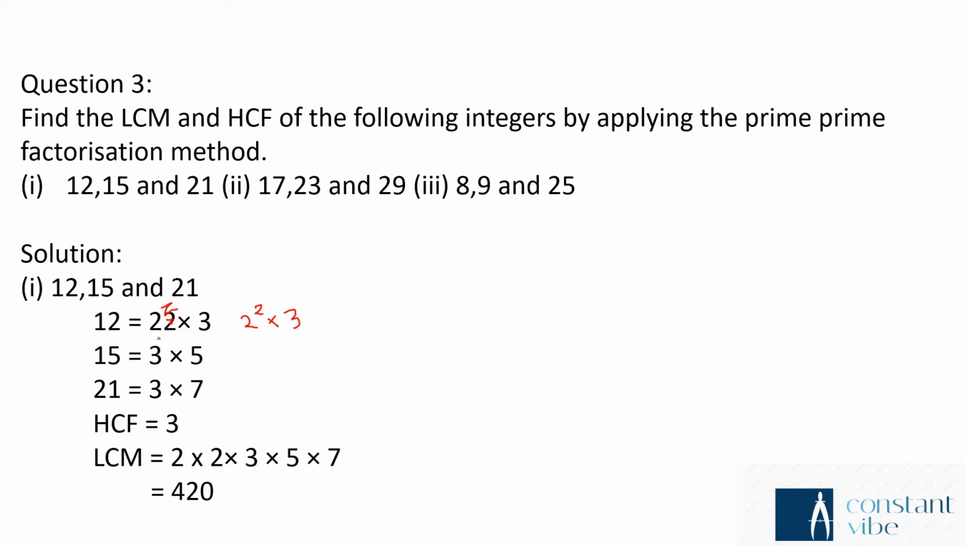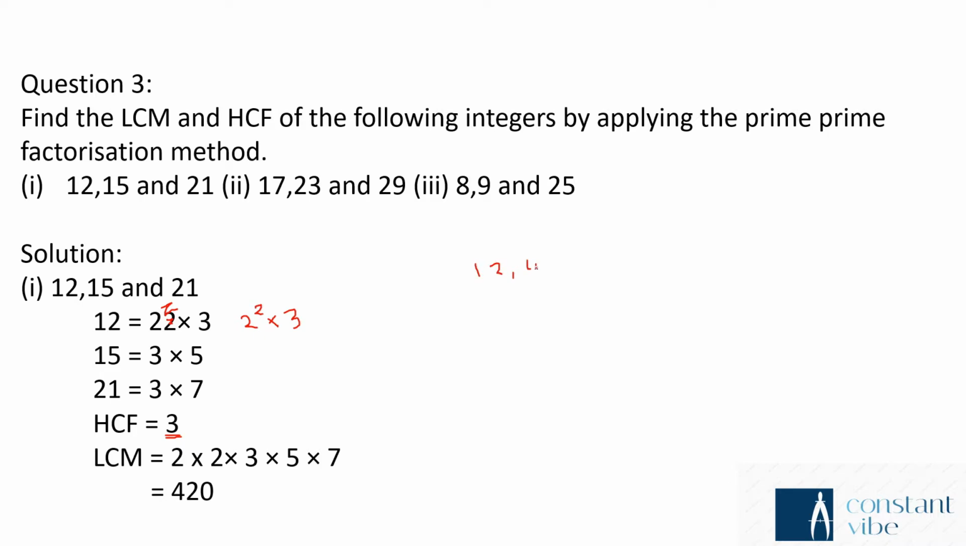Here you can see this is the HCF. I think all of you know how to find the HCF, we found it in exercise number 1. Here the least powered common factor, that is 3, is the HCF. And the LCM of 3 numbers, I explained earlier.